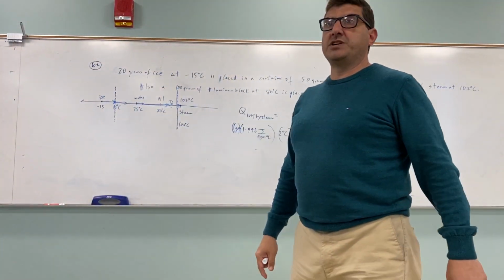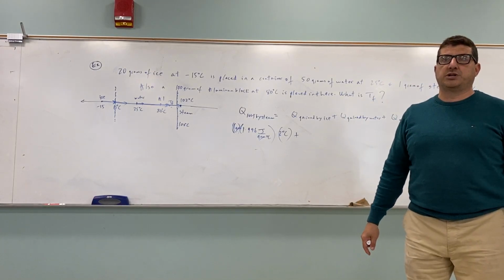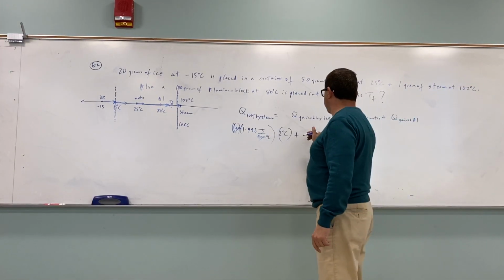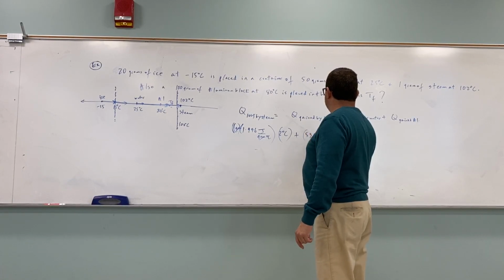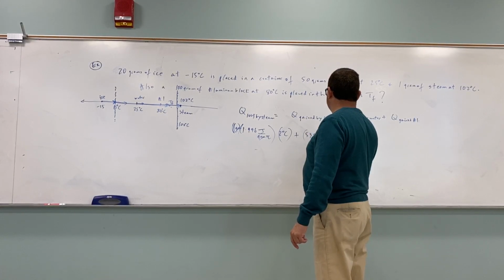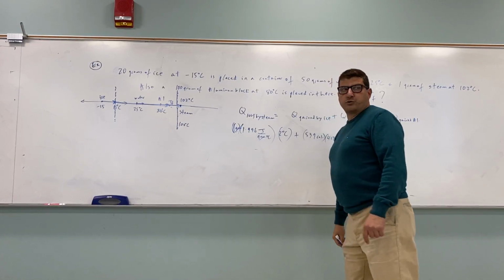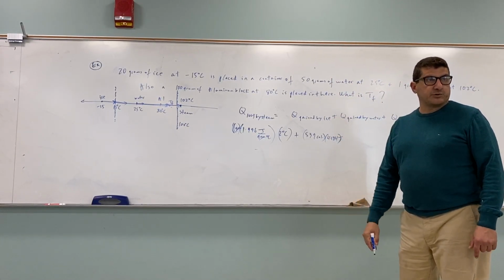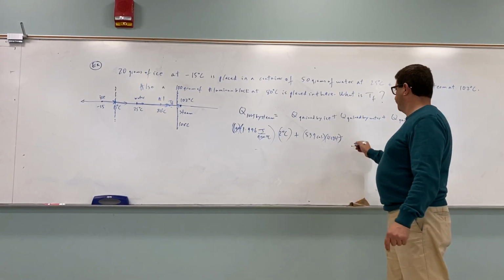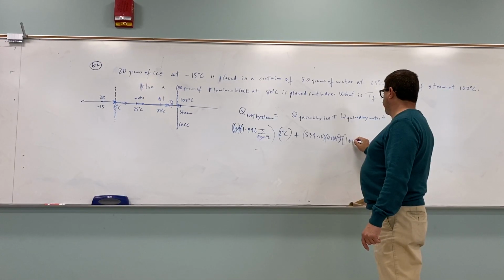539 calories. Oh, but now let's convert that to joules because this is in joules. 539 calories, and then 1 calorie is how many joules? 4.184 joules, right? Times what? The mass of the steam. 1 gram.